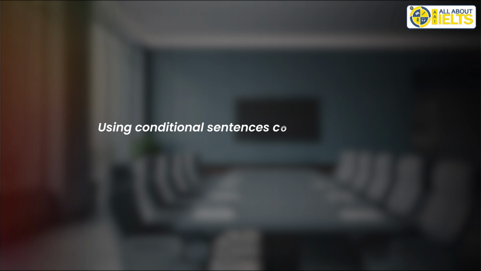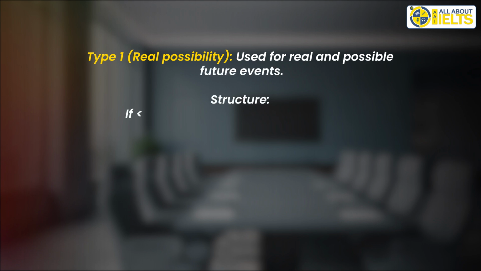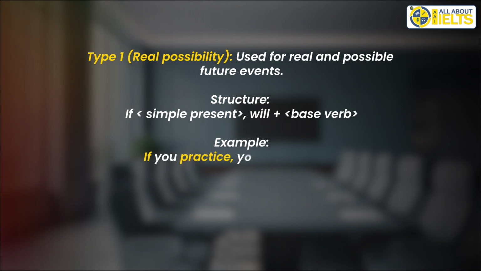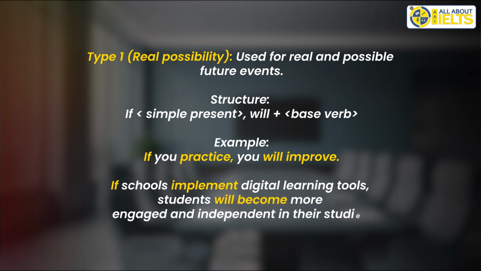For that, you should be clear about using conditional sentences. Using conditional sentences correctly can help you score band 7 in IELTS speaking and writing. Let's see how. There are 3 types of conditional sentences. Type 1, for real possibility, used for real and possible future events. Structure, if, simple present, will plus base verb. For example, if you practice, you will improve. If schools implement digital learning tools, students will become more engaged and independent in their studies.